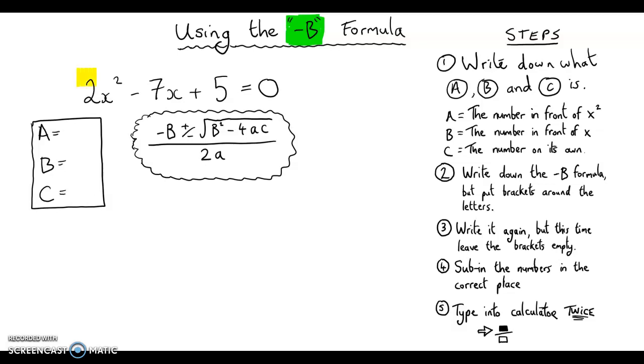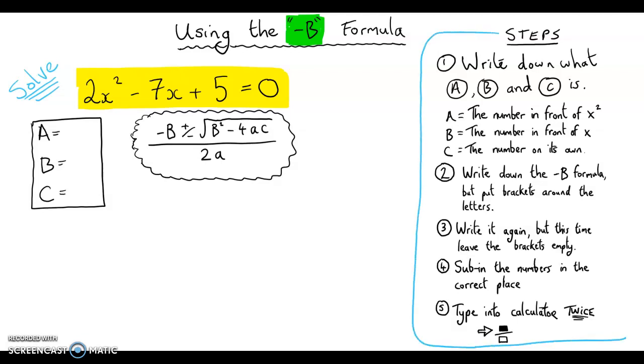Now we have here a quadratic equation, 2x squared minus 7x plus 5. And in this question, we are asked to solve this quadratic equation, and we're going to use the minus b formula to do it. Over on the right hand side you'll see the steps that we'll need to follow in order to solve it correctly. So let's go through these one at a time.